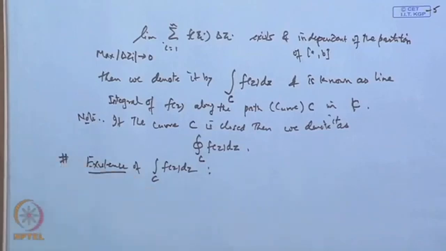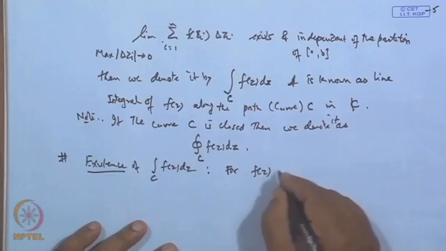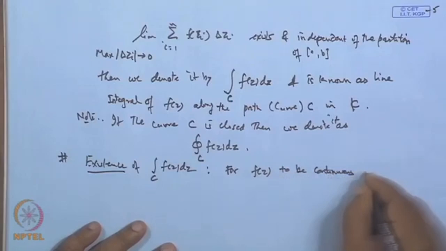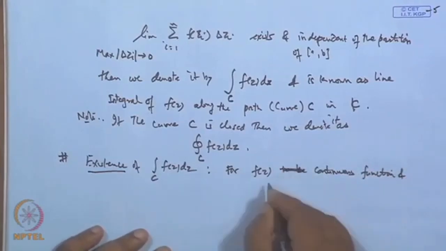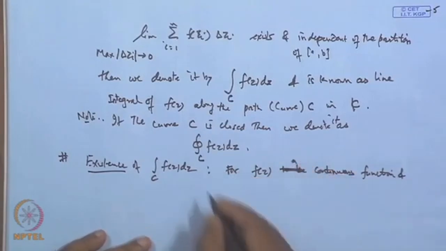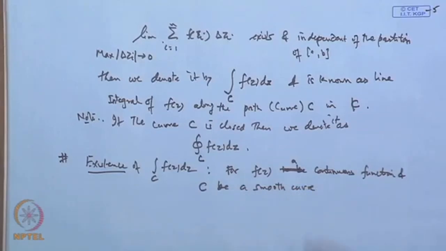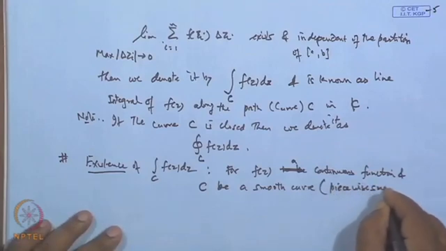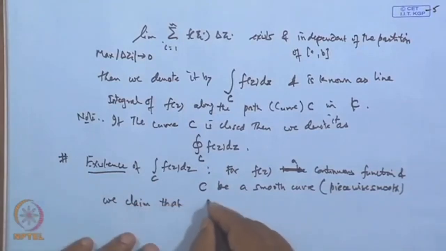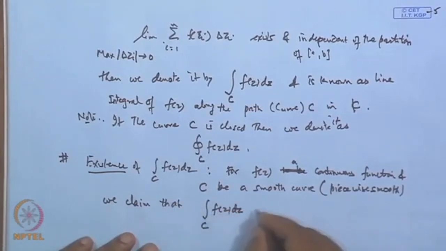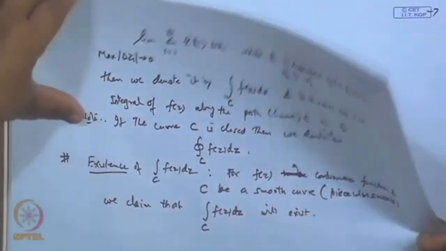So, we assume f(z) to be a continuous function and C be a smooth curve, or maybe a piecewise smooth curve. We claim that the integral of f(z) dz along the curve C will exist. Why? Let us see why it is so.